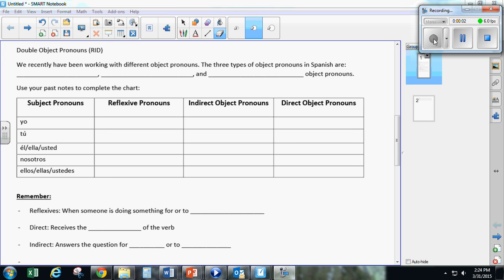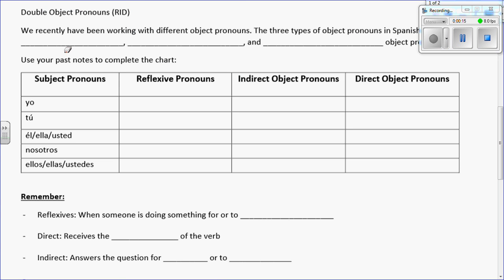We have already talked about using indirect objects and direct objects separately. We've also learned how to use reflexives, so now we're all going to kind of put them all together. So, hopefully my smart board decides to work for me.